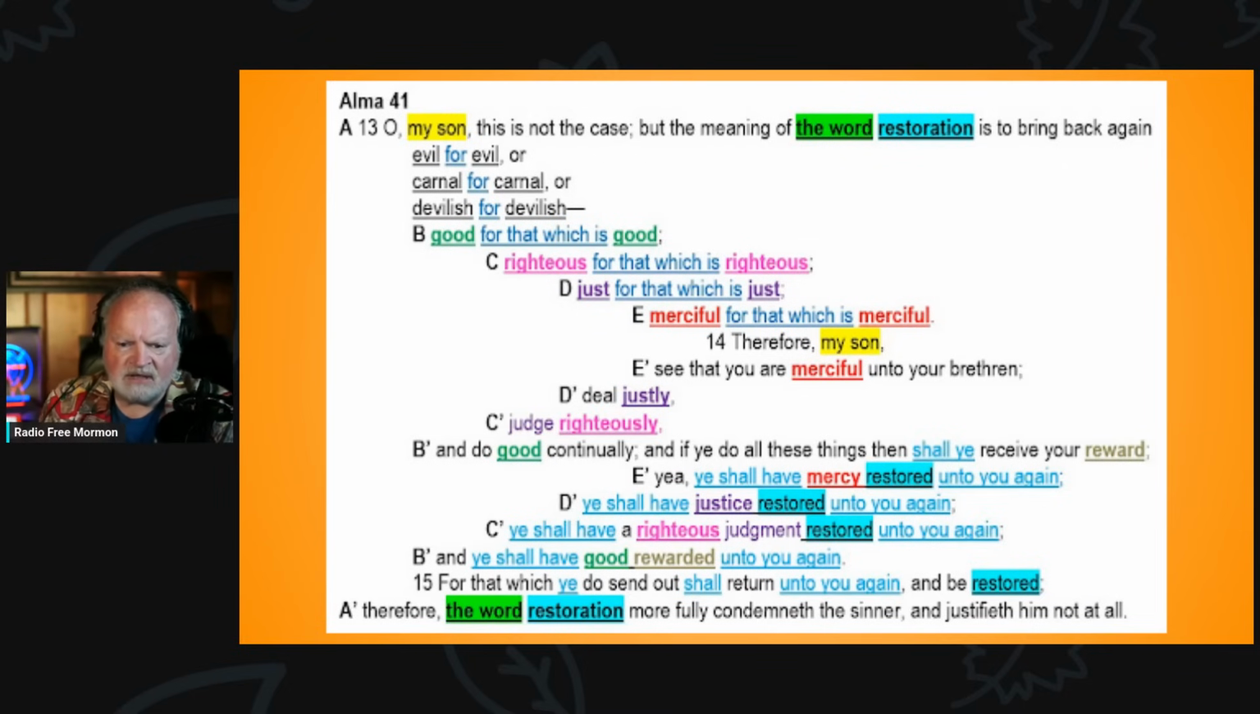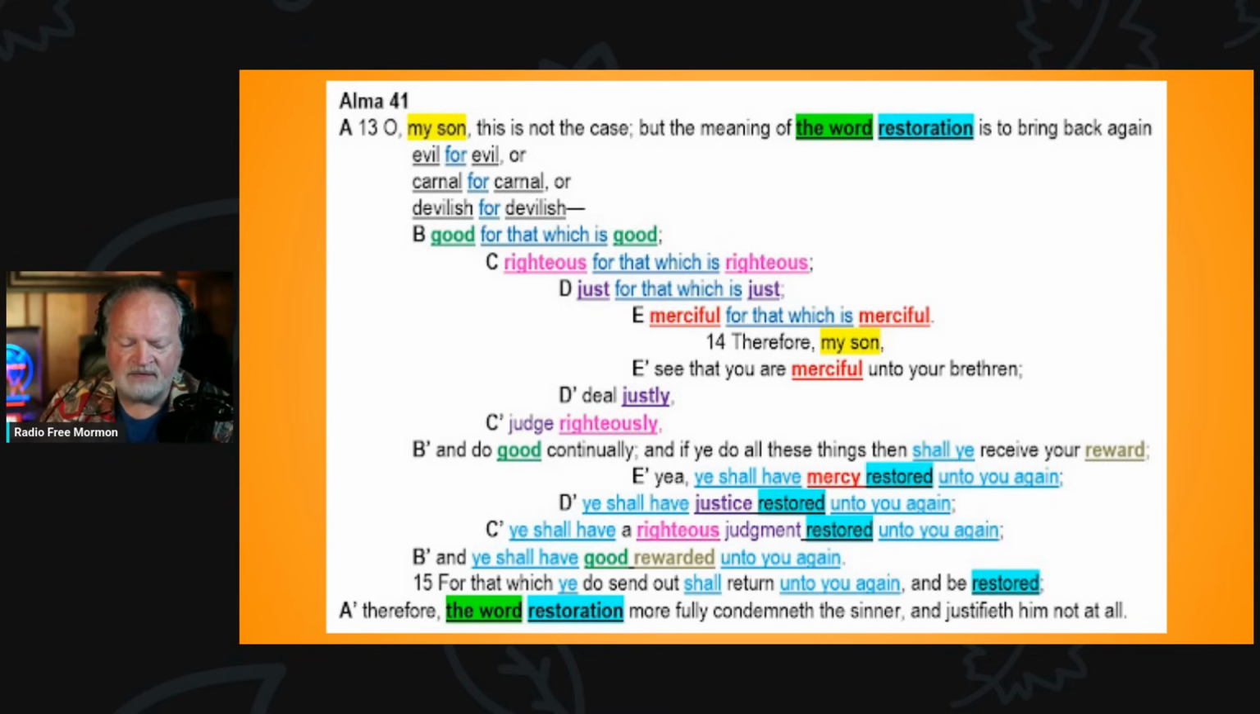Now, here is an attempt by somebody to diagram a chiasmus in Alma chapter 41. This has to do with the word restoration, and you can see that they use green highlight for the word, and it appears at the beginning and at the end. They use blue highlight for restoration, which appears at the beginning, and then at these several points there in the second half. And they use yellow for "Oh my son." Now, this is an interesting structure, I've got to tell you.